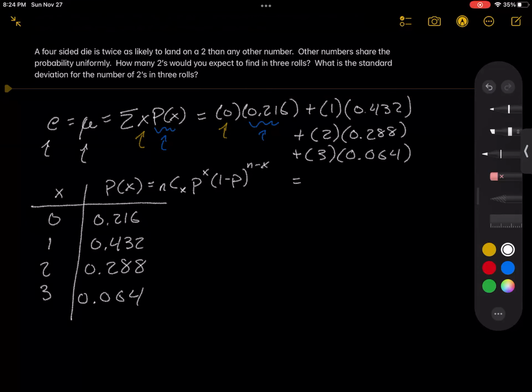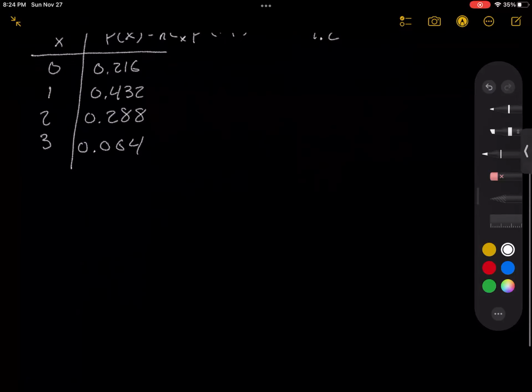And when I do this, I find an expected value of 1.2. So if I were to roll this dice three times and count the number of twos, then if I did this over and over again, the average number of twos I would get would be 1.2 out of three rolls. So now I need to find the standard deviation.